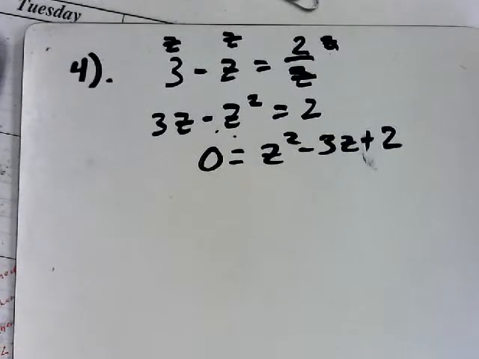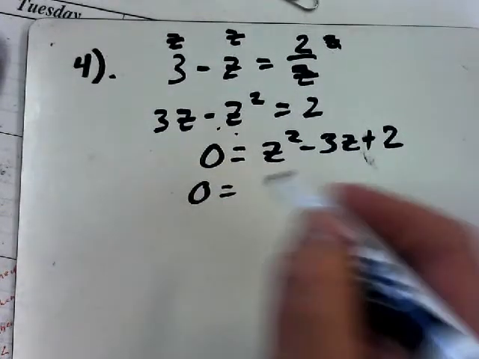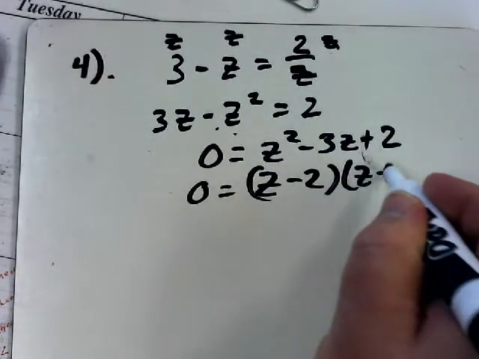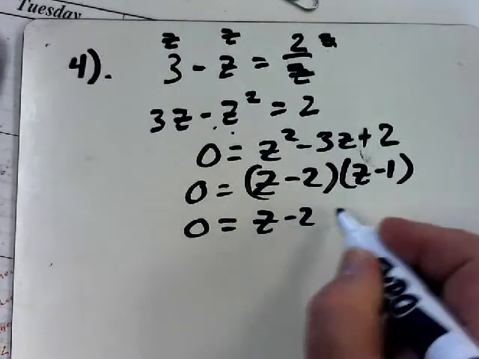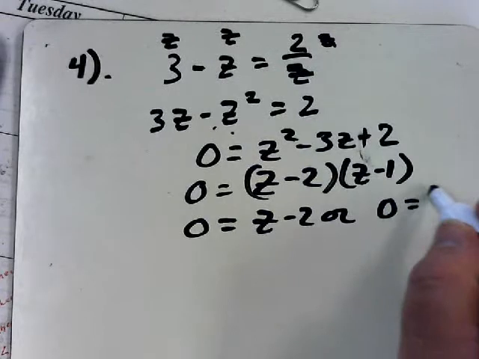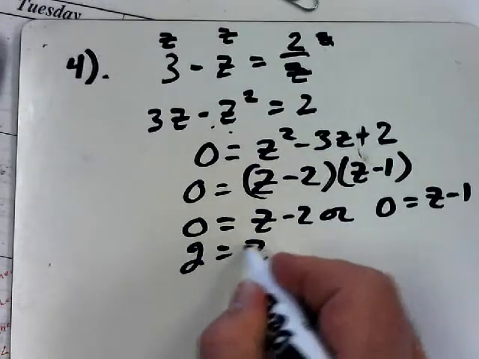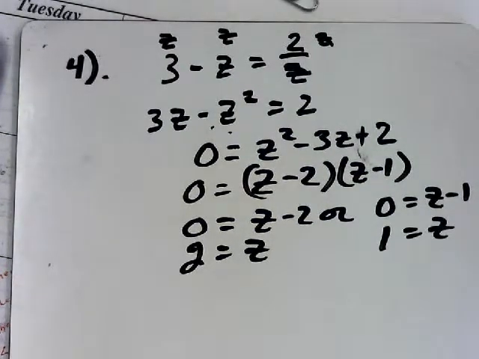What two factors of a positive 2 will add up to a negative 3? Negative 2, number 1. So this will factor into a negative 2 and a negative 1, setting each one equal to 0 will give me 2, 1. That's number 4.